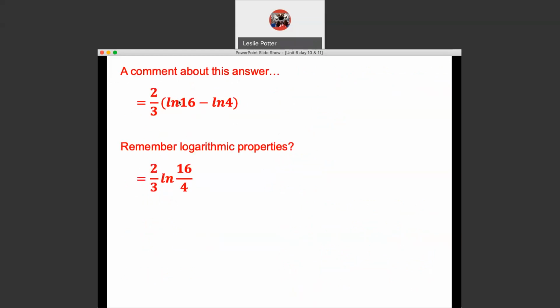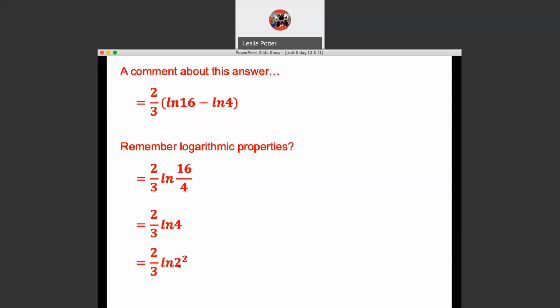Okay, so remember that when we have a natural log of a number minus a natural log of a number, we can rewrite that as a quotient. If there was a plus here, we could rewrite it as a product. So keep that in mind. And then 16 divided by 4, we can simplify that. That's a natural log of 4. In addition, 4 is a perfect square, so we can rewrite this as natural log of 2 squared.